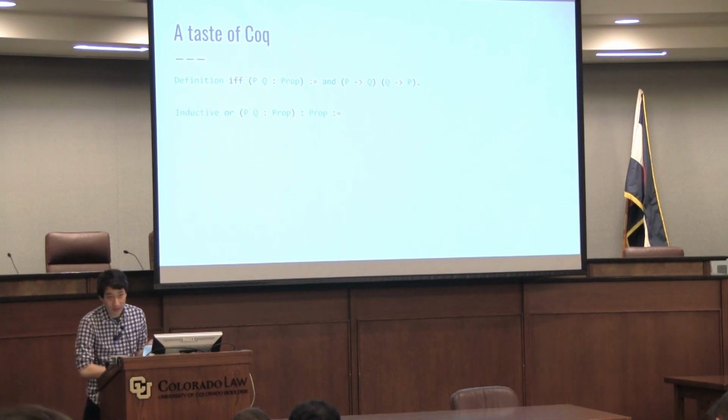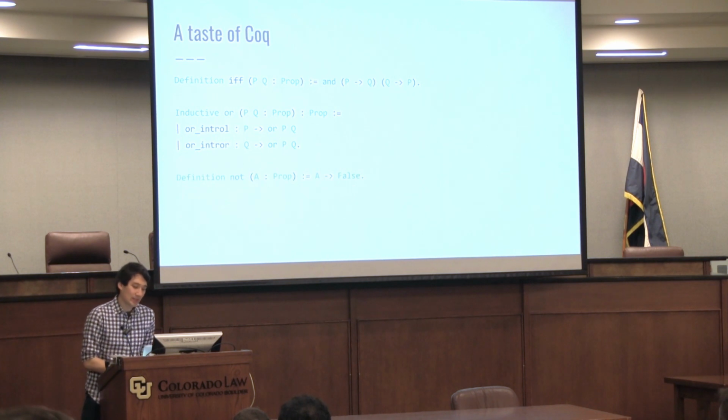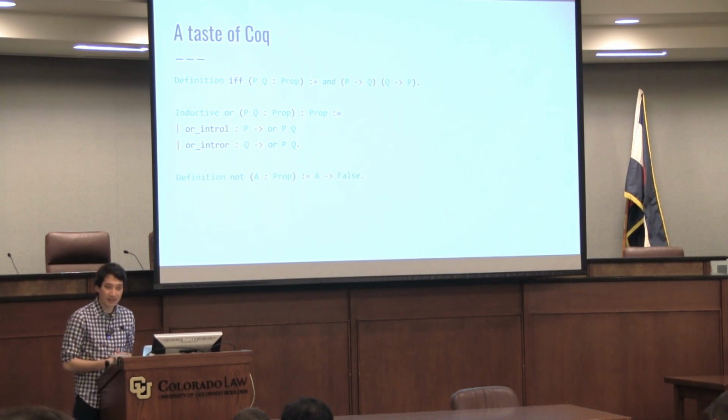OK, so I can define or, and it's kind of like and, but it actually has 2 constructors. Otherwise, it's a very similar construction. Not is defined kind of interestingly. This might be new to you if you haven't seen intuitionistic logic before. But basically, we're saying that not A is defined as A implies false. So if I can prove that A implies something that's not provable, then A can't be true.